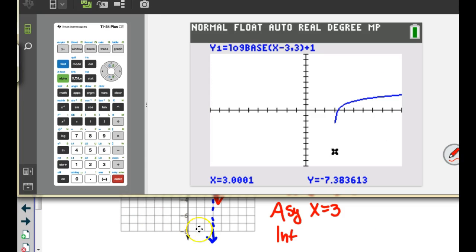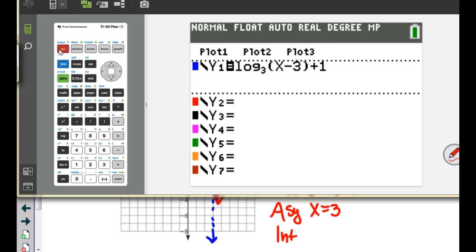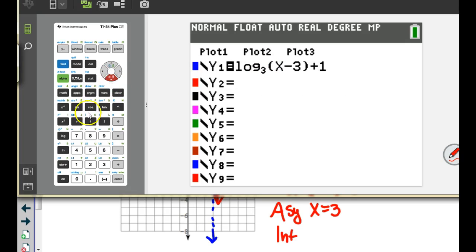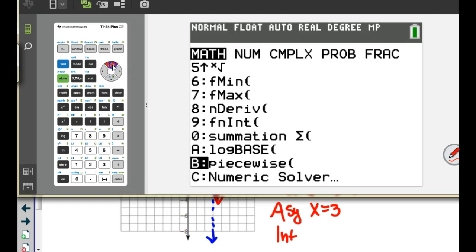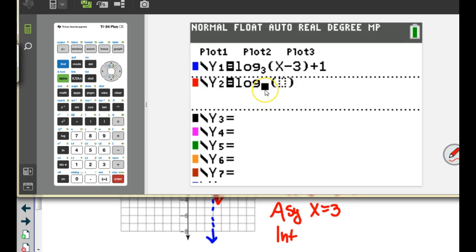Did everybody find that button on your calculator? Because that's going to be your friend if you're not good at this stuff. No? The log base button? So that you can do a log base 3. All right. Again, it's under math. It's at the bottom, so it's faster to arrow up. And it's choice A here, log base, and that will let you put a base in.